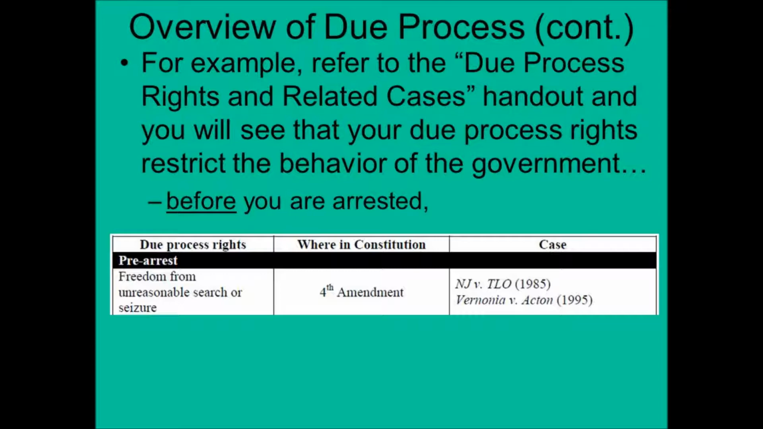For example, if you refer to the due process rights and related cases handouts you've been given, you'll see that your due process rights restrict the behavior of the government even before you are arrested, because in order to arrest you, the government must have something called probable cause. Probable cause based on evidence it has already gathered. The rules for gathering evidence are laid out in the Fourth Amendment, where it says you have freedom from an unreasonable search and seizure. So the government must conduct its searches or seizures of property or evidence in a legal manner consistent with the Fourth Amendment. Those cases off to the right there, don't worry about those. We'll discuss those later in the video.